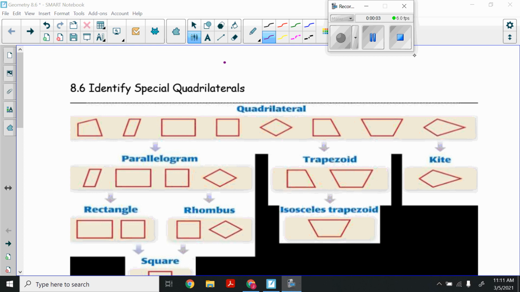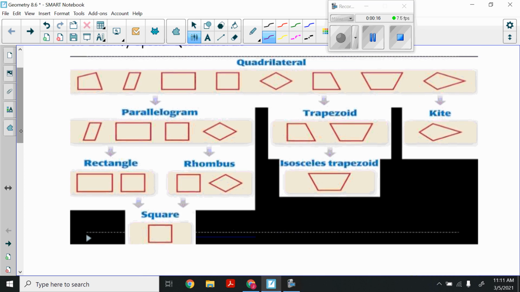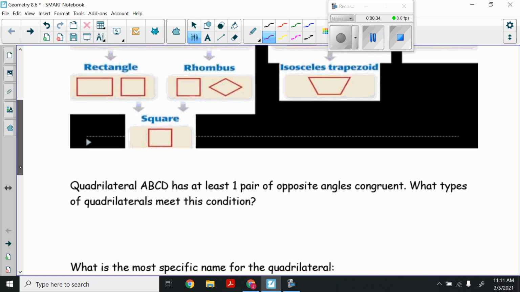Right, today in geometry, we're going to look at the last section of chapter 8, 8.6, identifying special quadrilaterals. So here I start out with just our family tree. We start out with quadrilateral, which just means any four-sided polygon. Then we have parallelograms. Underneath parallelograms, we have rectangle and rhombus. Underneath rectangle and rhombus, we have squares. Then underneath quadrilaterals, we have trapezoids and isosceles trapezoids, and then we have kites, all out there by themselves.